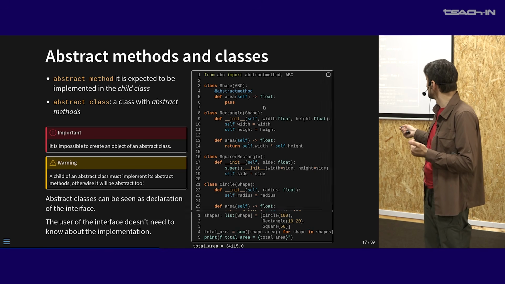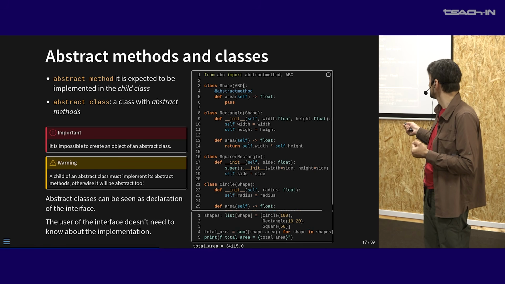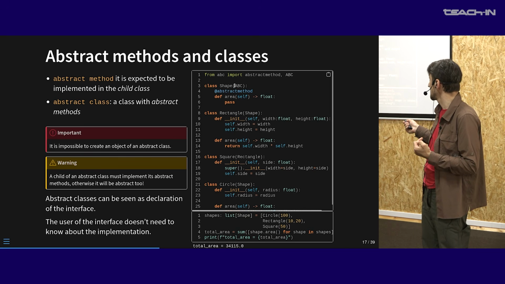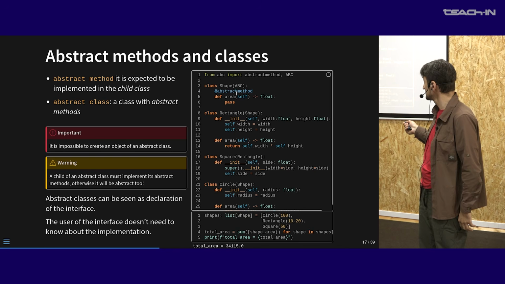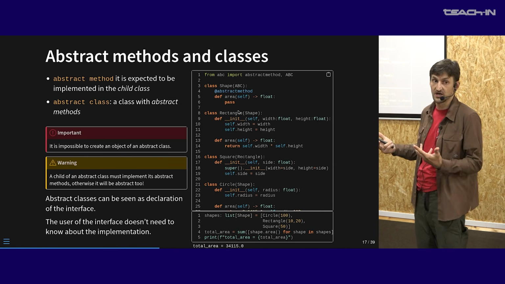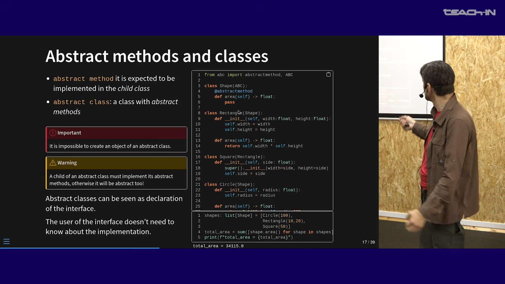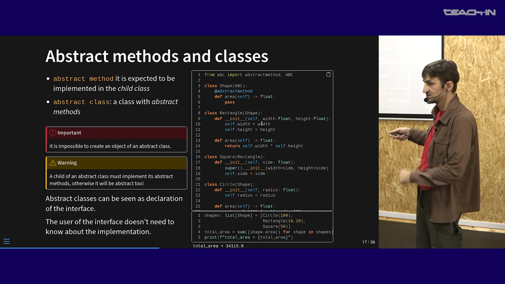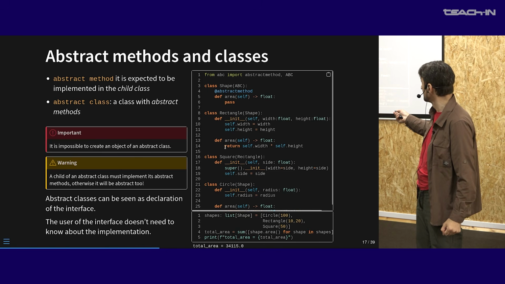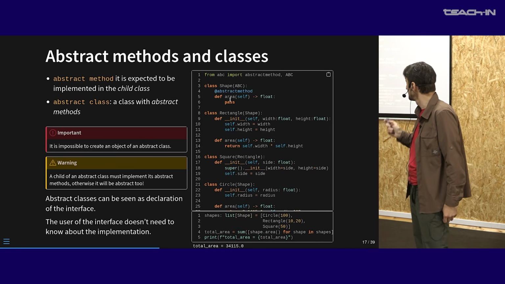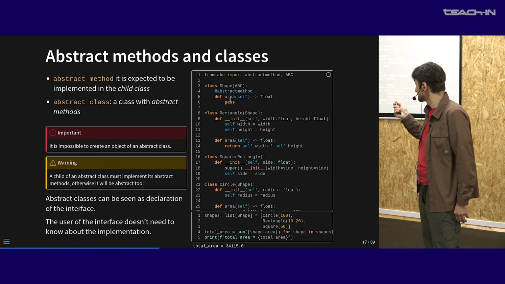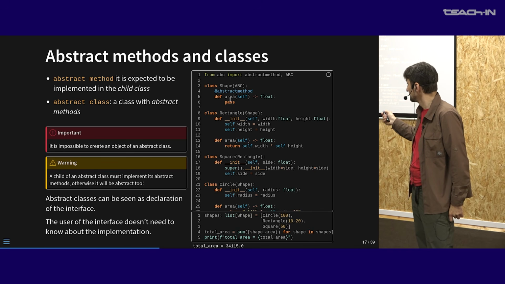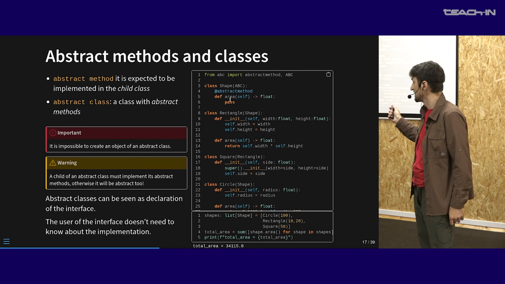This can be seen here in Python, for example. This shape class is abstract because it has an abstract method, area, and we cannot calculate area for an abstract shape. This means that any child class, if it wants to be real, not abstract, must implement this area, like this rectangle. It re-implements this area method. And yes, the child must implement the abstract method, otherwise it will be abstract too.